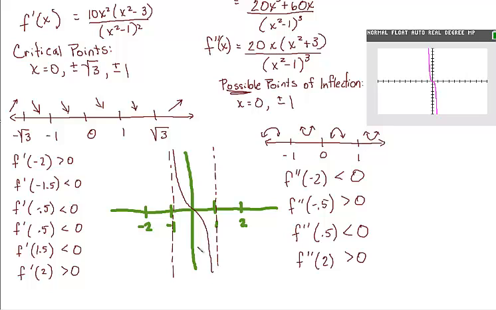So I know that's going on. But what's going on over in this realm? I don't have another vertical asymptote, and I have just gotten this part done.